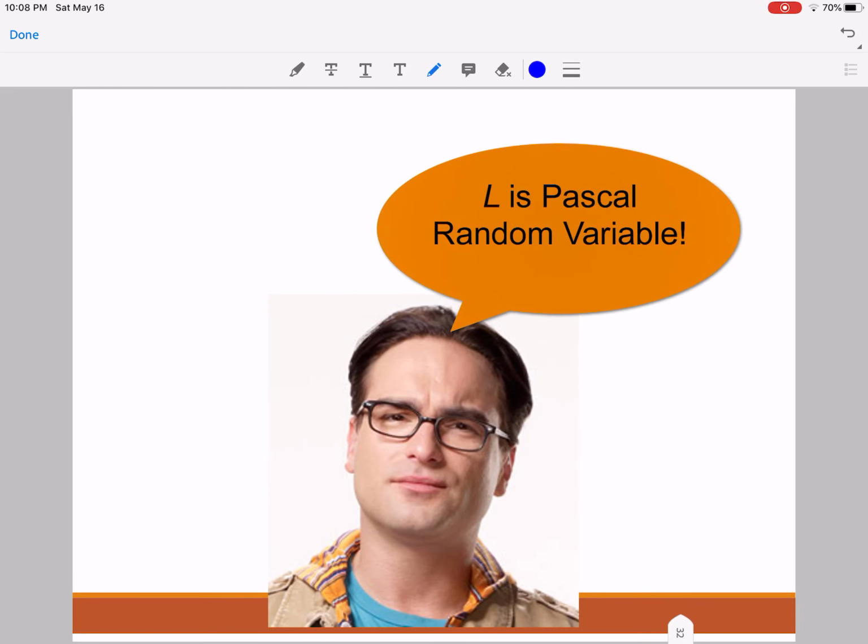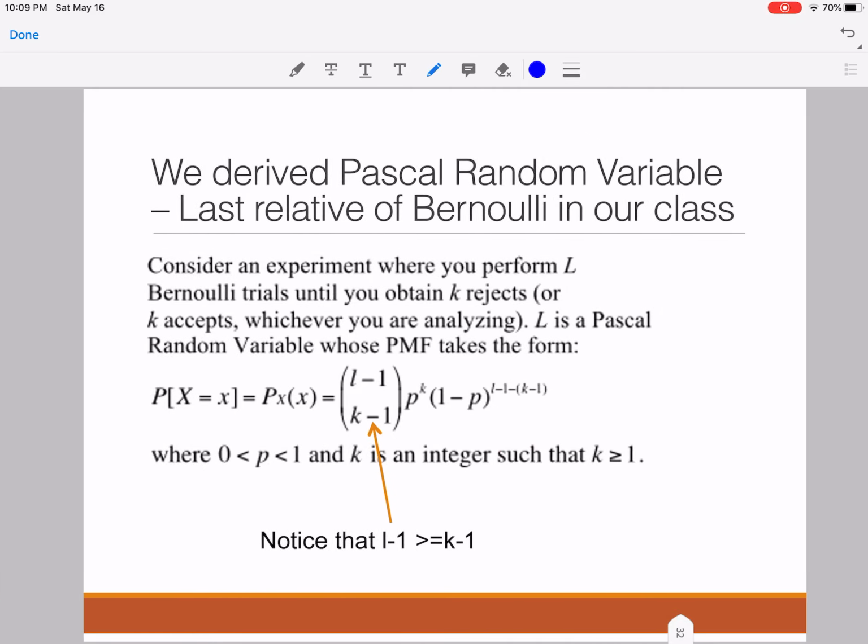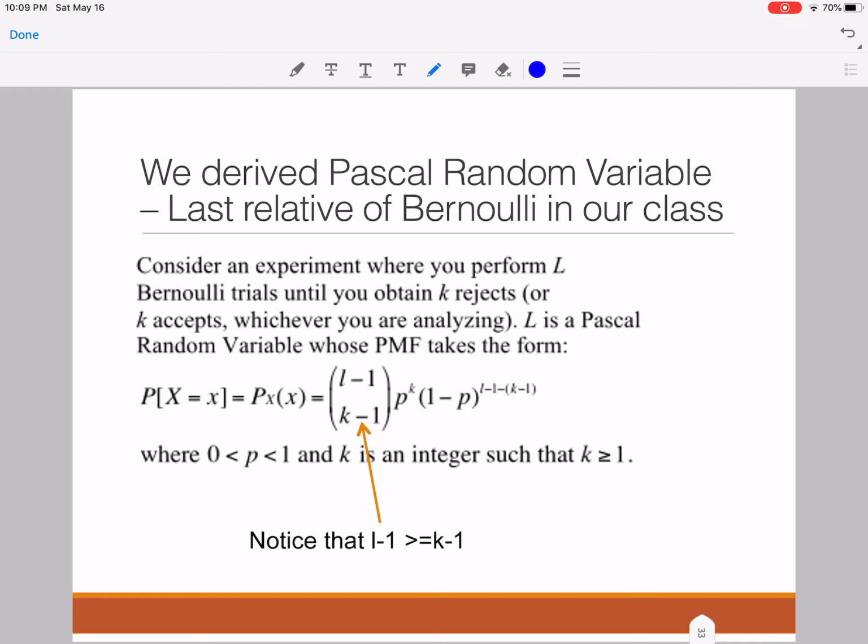In fact, Leonard tells us that L is a very special type of random variable, called the Pascal random variable. Pascal random variables are used to model those situations where you perform a variable number of independent trials until you get your Kth success. So the number of trials that you perform until K successes is going to be random. Specifically, it's going to be a Pascal random variable.